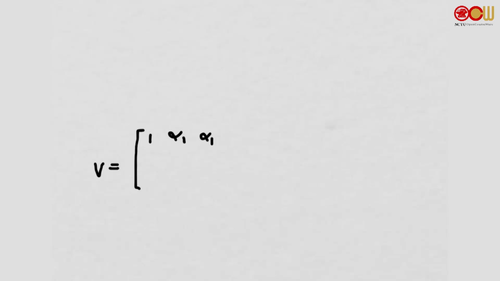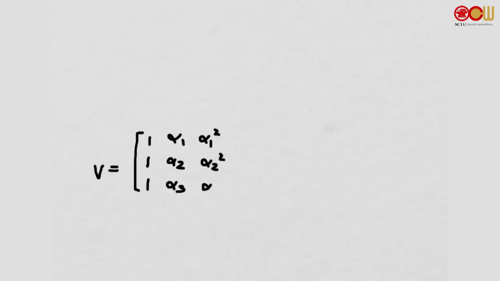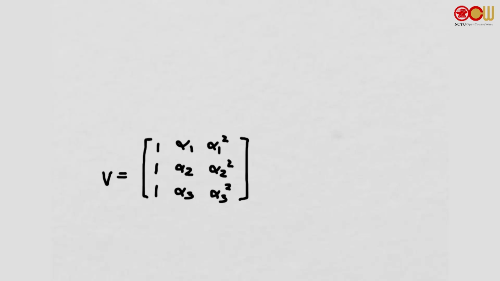Suppose I have a matrix of this form. It's 1, alpha 1, alpha 1 squared. And then for the next row, it's 1, alpha 2, and alpha 2 squared. And 1, alpha 3, and alpha 3 squared. A matrix like this. Does it look familiar? This is called a Vandermonde matrix, and it has a very beautiful property when it comes to its determinant.